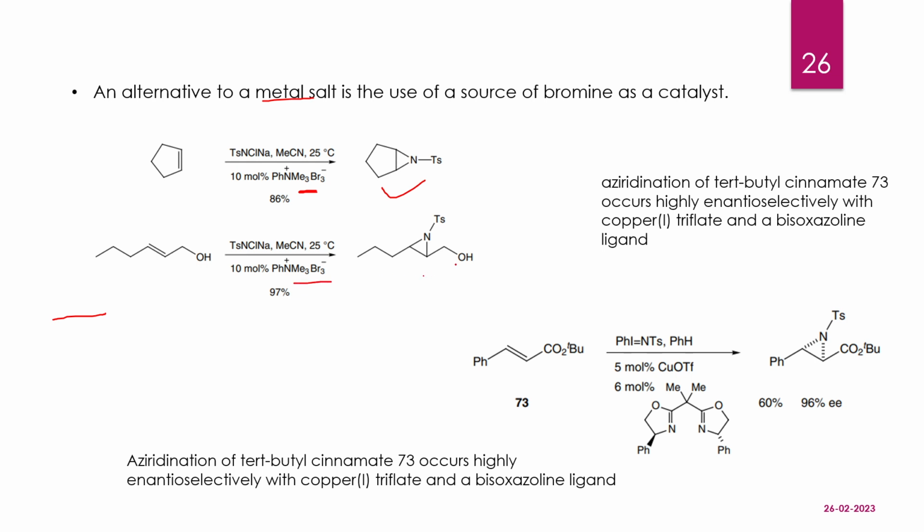In this case, the aziridination of tert-butyl cinnamate occurs with high enantioselectivity with the copper triflate and the bisoxazoline ligand. This type of reaction can happen with enantiomer selectivity also, because by using an enantioselective ligand we can form this product enantioselectively. It is similar to a simple aziridine formation, like the epoxidation.